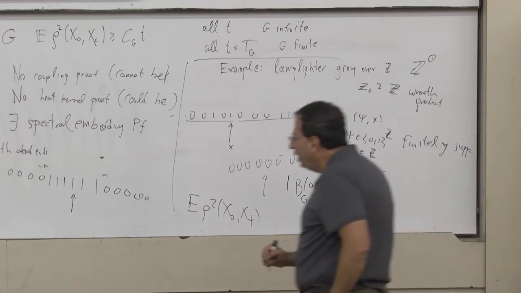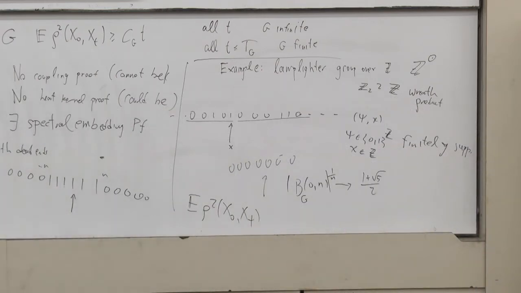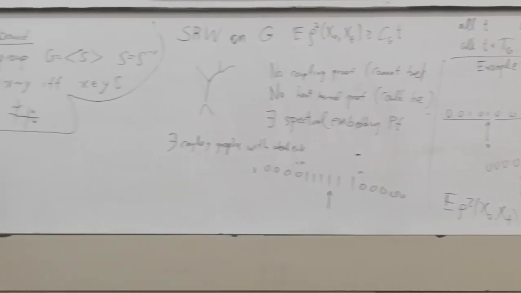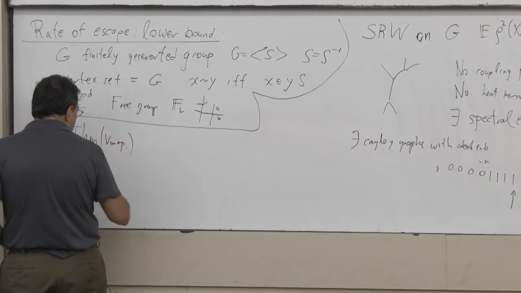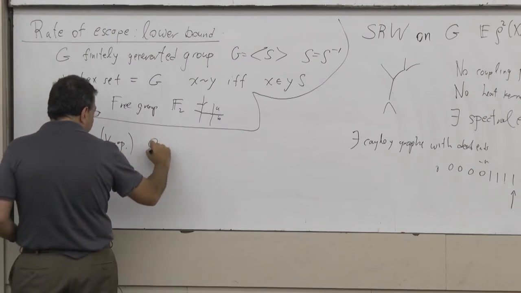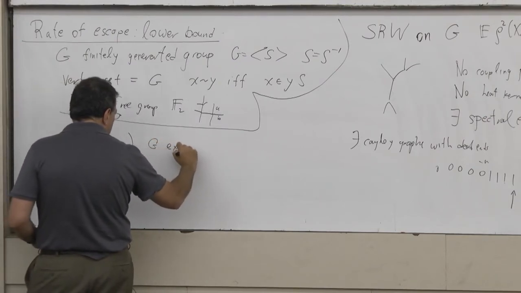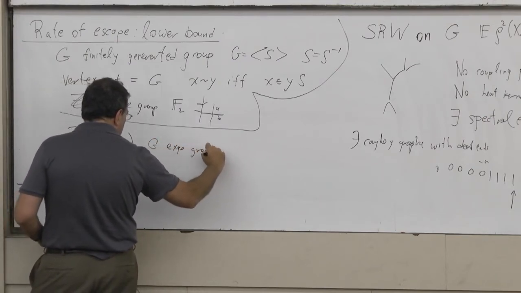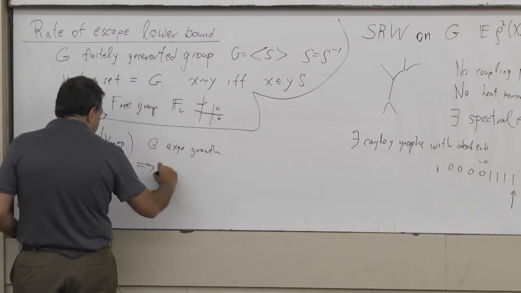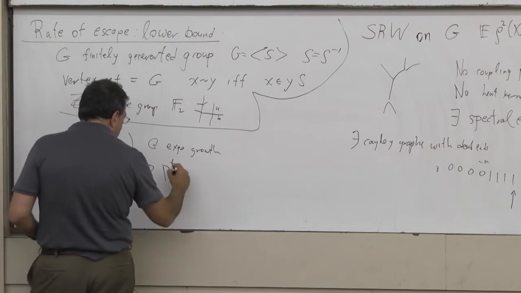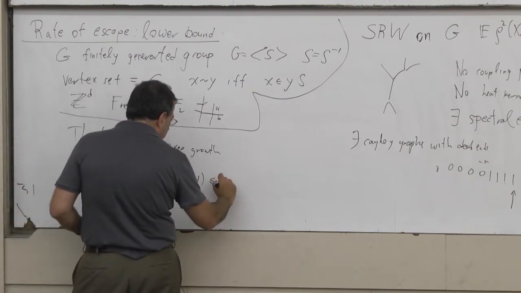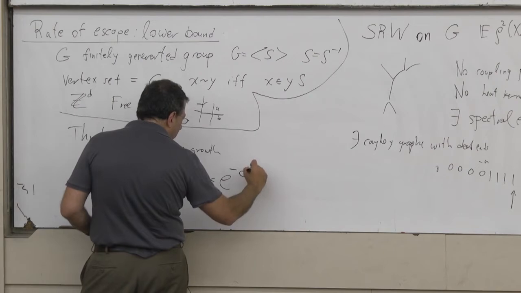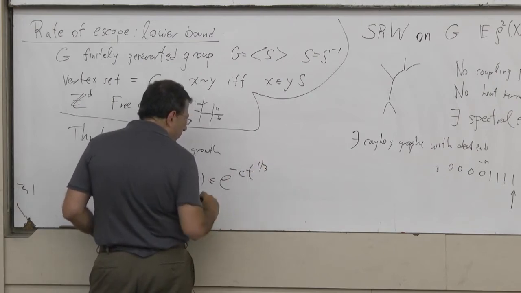So for instance, we have this theorem, going back again to Varopoulos, a different paper of Varopoulos, which says if G has exponential growth, then the simple random walk satisfies that all the transition probabilities are bounded by some e to the minus constant times t to the 1/3.